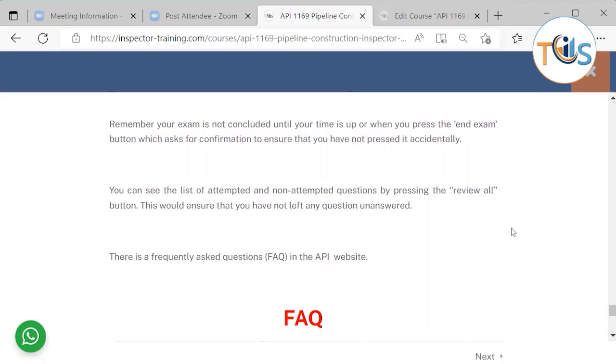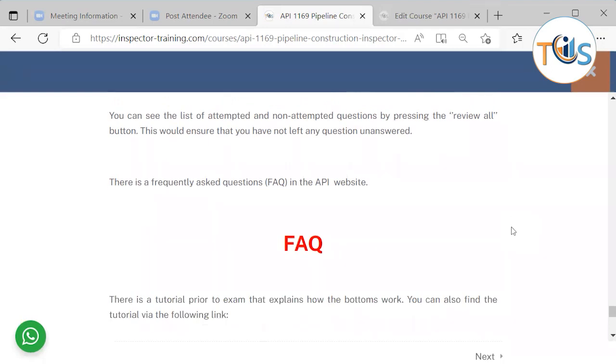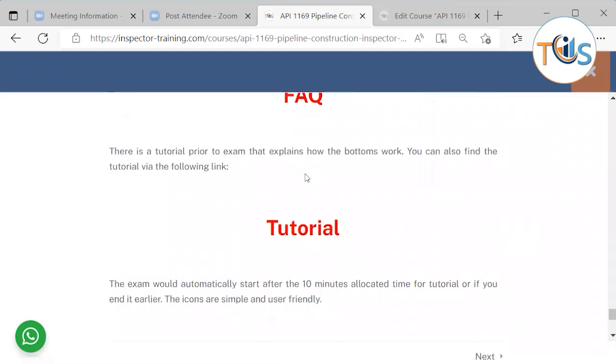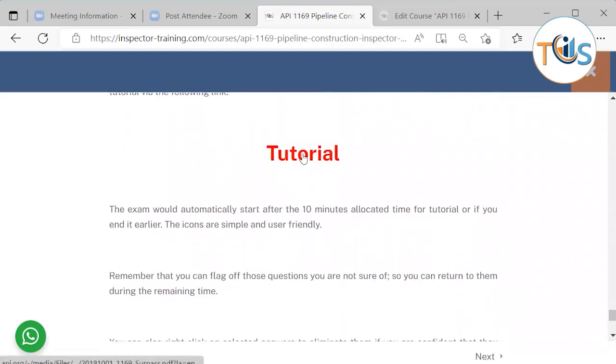You can see lists of attempted and non-attempted questions by pressing the review all button. They have a different color. If you flagged a question, there is also a flag highlighted on it. The frequently asked questions are on the API website, which you can reach by clicking on this. There is also a tutorial prior to the exam that explains how the buttons work. You can find the tutorial by clicking on this link. The exam will automatically start after the 10-minute allocated time for the tutorial, or if you end it earlier.